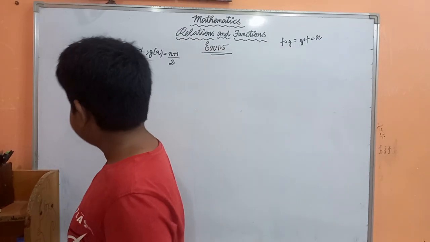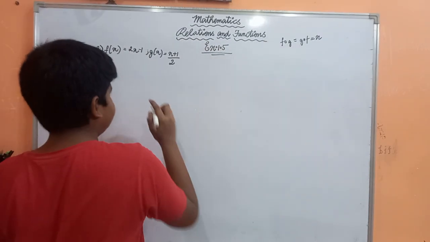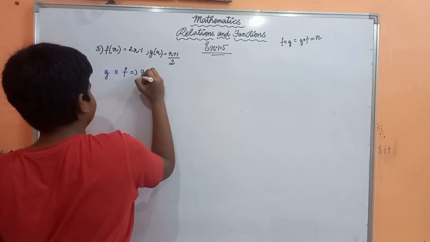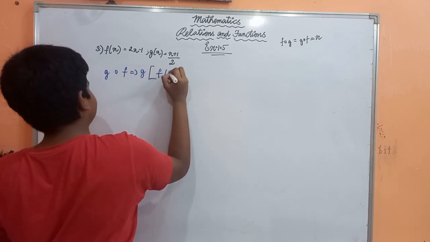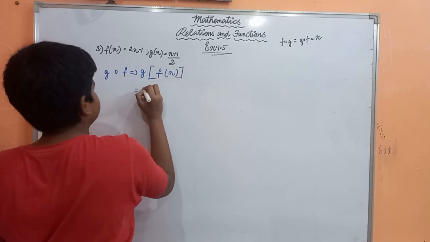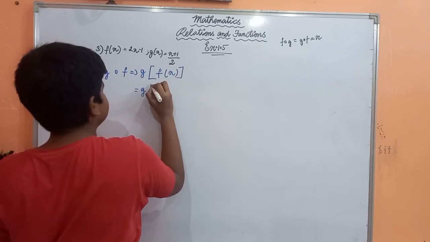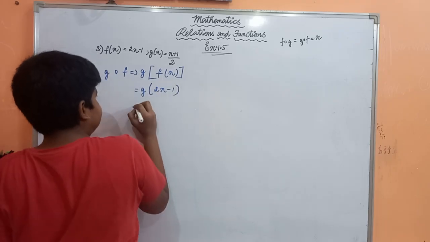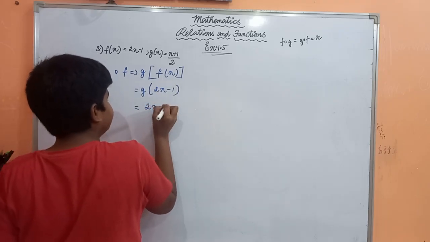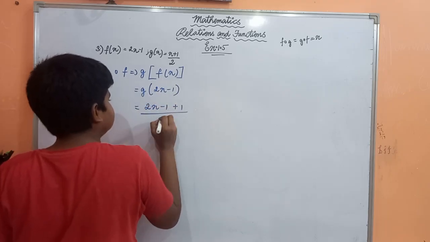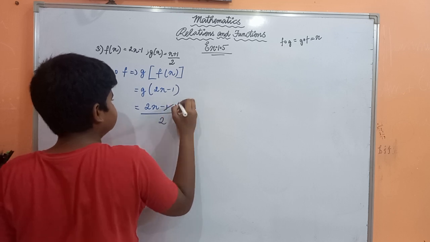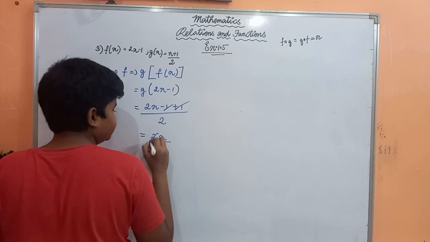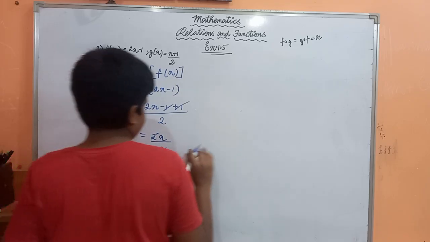So let's find that. First, g dot f, g dot f. So just straight away, g dot f of x. So f of x is 2x minus 1. So substitute by g, we'll get 2x minus 1 plus 1 by 2. So cancel these out and you'll get 2x by 2. 2 will cancel out, so this is x.